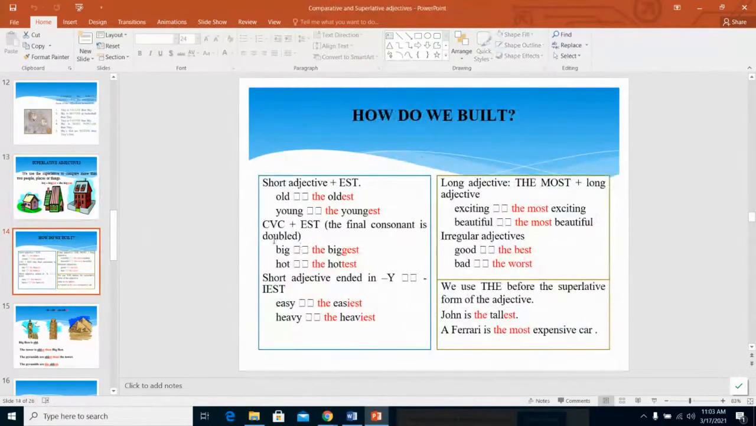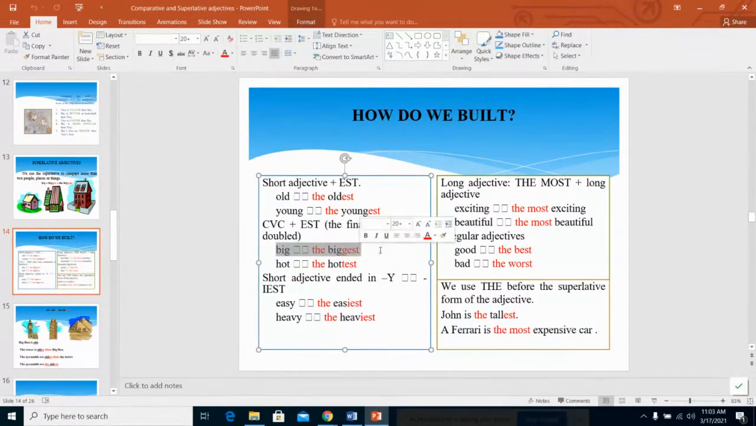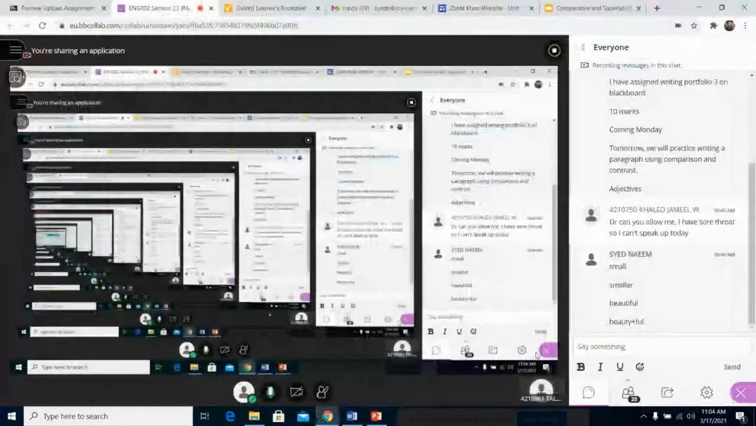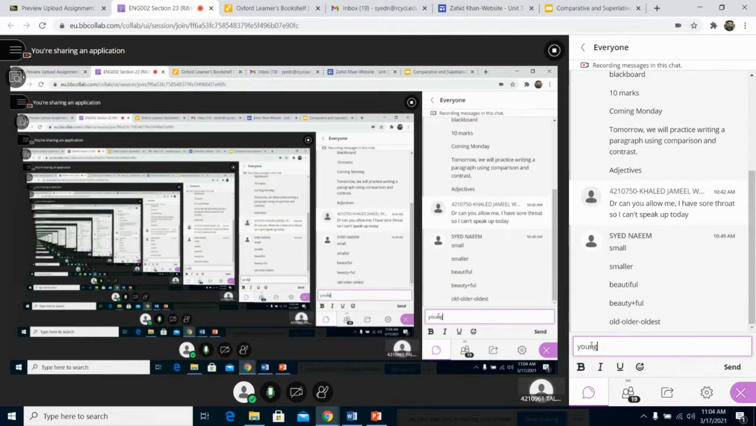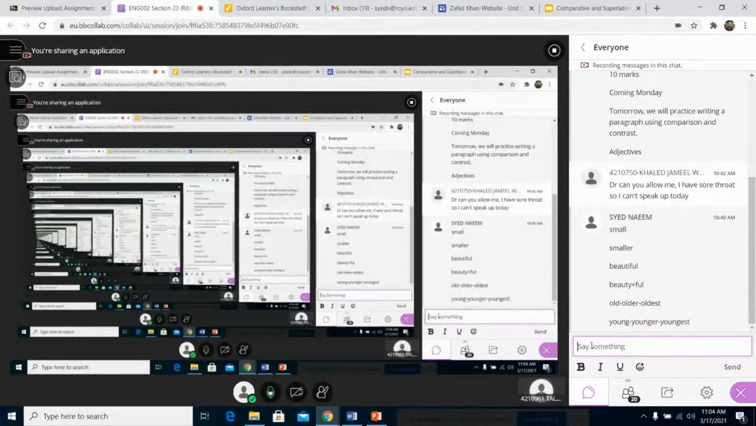Okay, so let's go back to the rules. If it's a final consonant, we double like before. Big, biggest. Hot, hottest. Double T, double G. If it ends in Y, we can say easiest, and we can say heaviest. If you look at the chat box, I'm writing it down. Just like old, it becomes older and oldest. Young, younger, youngest. Okay, clear?